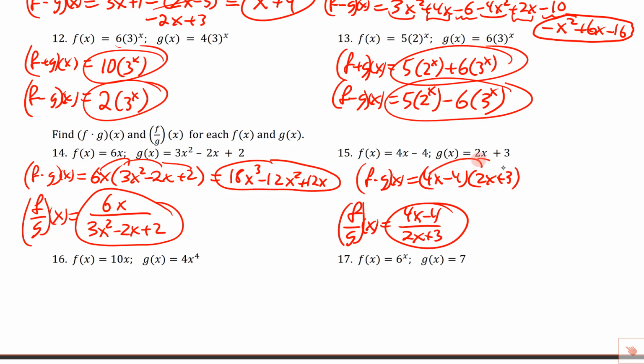So let's just go ahead and pick this one up right here. Finish this off. We're going to have 4x times 2x is 8x squared. 4x times 3 is going to be 12x. Negative 4 times 2x is negative 8x. And negative 4 times 3, that's going to be negative 12.